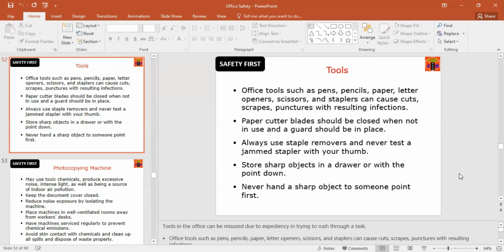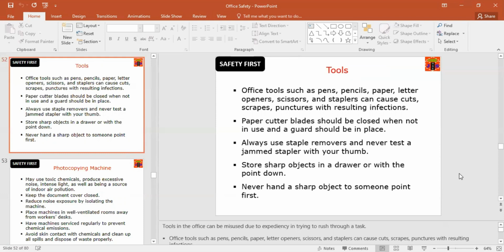Let us discuss tools. Office tools such as pens, pencils, paper, letter openers, scissors, and staplers can cause cuts, scrapes, and punctures with resulting infections.